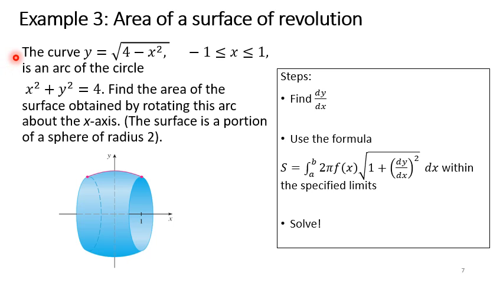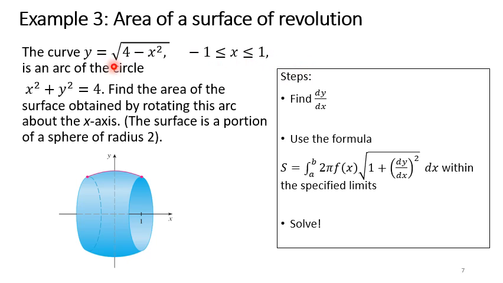So example 3: the curve y equals the square root of 4 minus x squared, with x between -1 and 1, is an arc of the circle x squared plus y squared equals 4. Find the area of the surface obtained by rotating this arc about the x-axis. The surface is a portion of a sphere of radius 2. Well, you know this is the equation for a circle. Whenever you are given x squared plus y squared equals 4, the radius is 2, but our limit is just from -1 to 1.